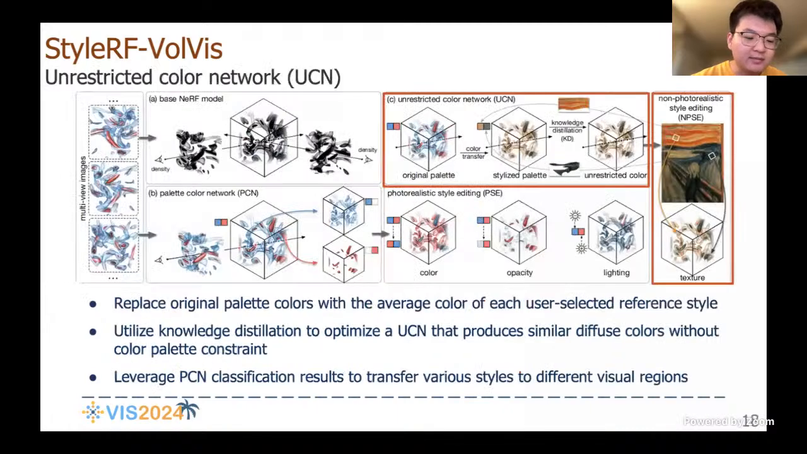And next, we optimize UCN to enable NPSE. We first leverage PSE to replace the original palette colors with the average color of each user's selected reference style. Knowledge distillation is then employed to optimize the UCN and produce a similar diffuse color, but without palette constraints. And finally, we leverage PCN classification results to transfer various styles to different visual regions.